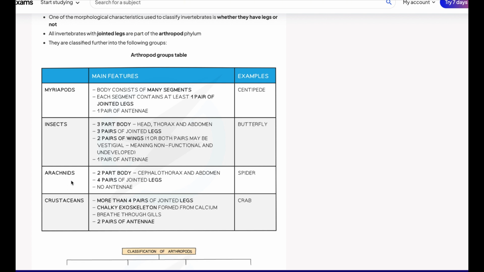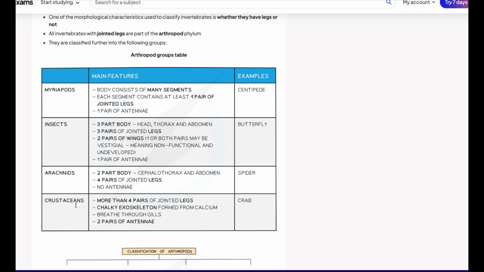Now the fourth one is the arachnid. Arachnids have a two-part body. They have the cephalothorax and the abdomen. And they have 4 pairs of jointed legs. Okay, a good example is the spider. You hear Spider-Man, it falls into the arachnid group. The spider falls into the arachnid group.